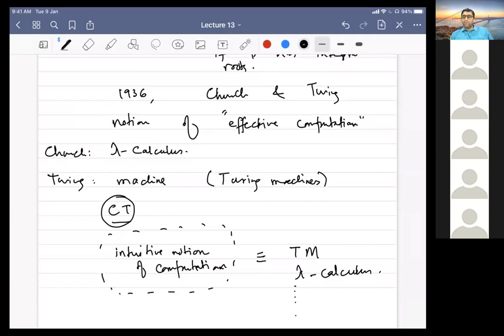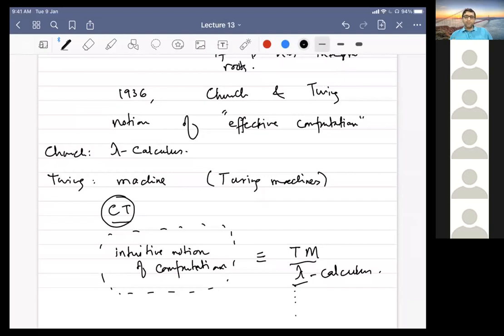Yes, everything computed by lambda calculus will also be computed by a Turing machine, yes. Yeah, they are also equivalent. So they are all equivalent. So Church and Turing came up independently with different models of computation. One of them was the lambda calculus, the other was the Turing machine.